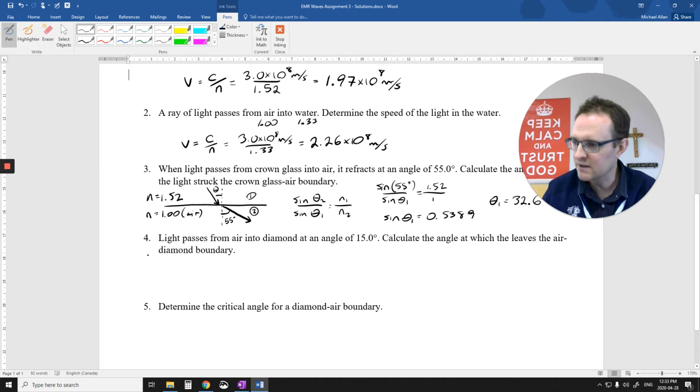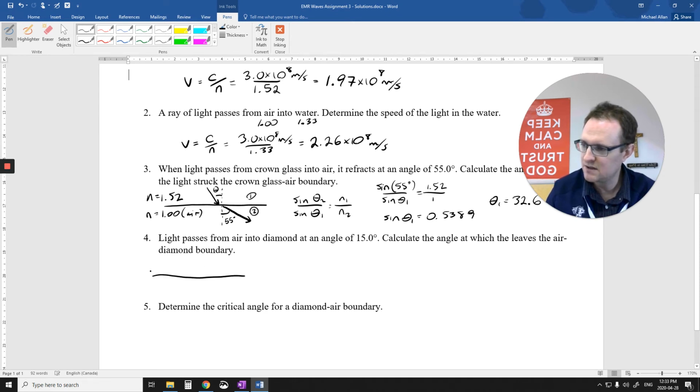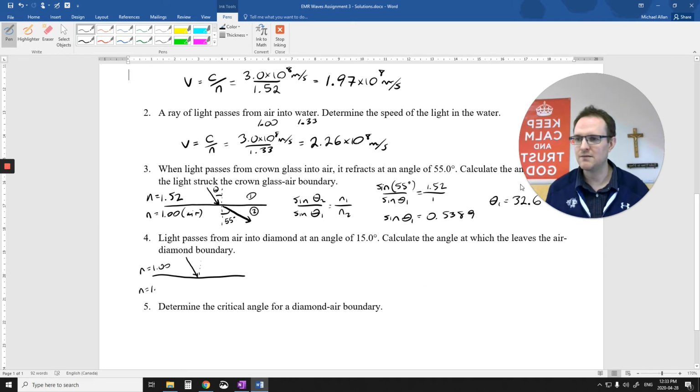Okay, so in this one here, light passes from air into a diamond. So it's kind of going the other direction now. So here's my boundary. Here's my air, from air into a diamond. I have to go back to the diamond. I don't have a diamond number, so that's a 2.42. I just wrote down the crown glass number by accident. 2.42.